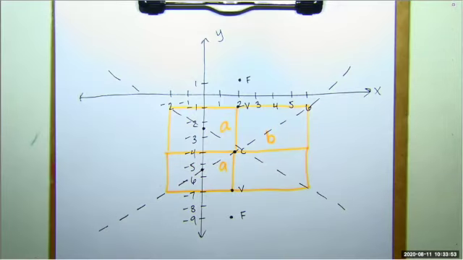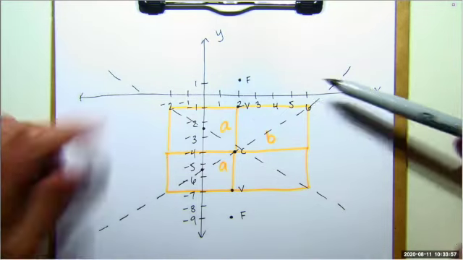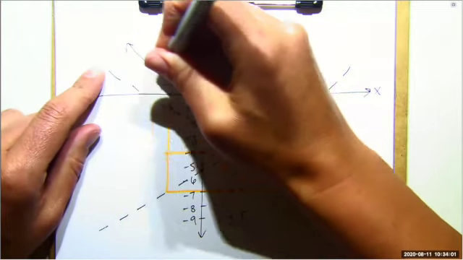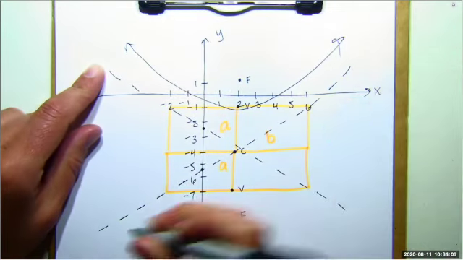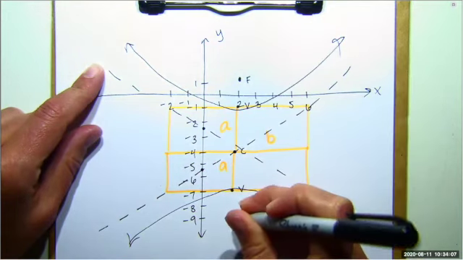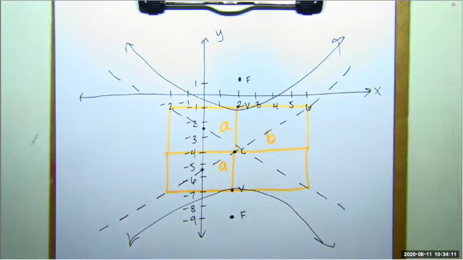Great. So the last thing we want to do is draw in our upper and lower branch. Our branches should follow these asymptotes and hit these vertices. So it's going to look something like this and like this. Remember, the foci sit inside these branches. The branches hit the vertices. Any questions on that one? All right, we will do one more.